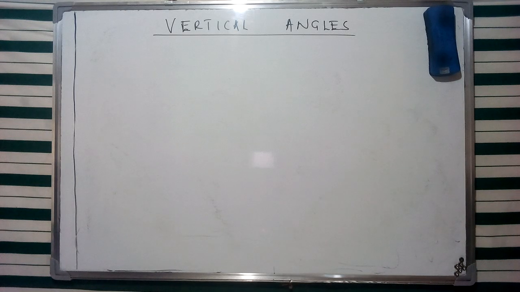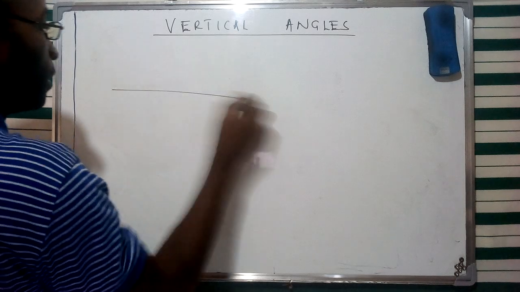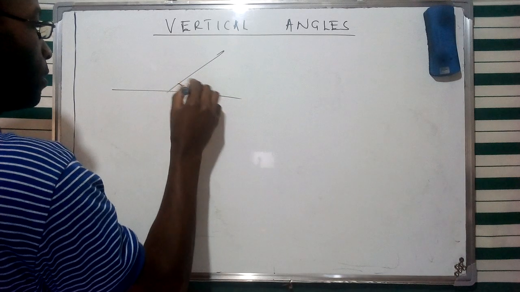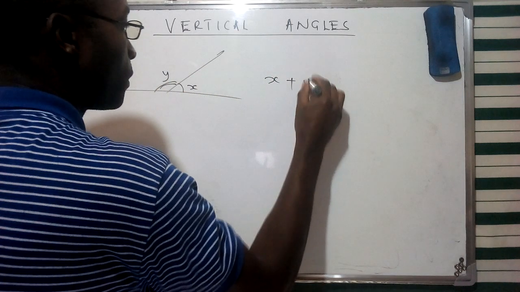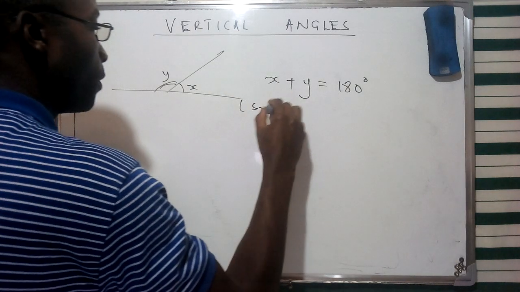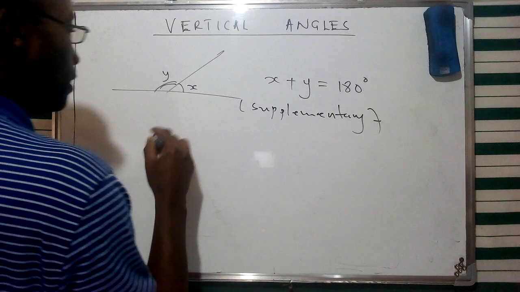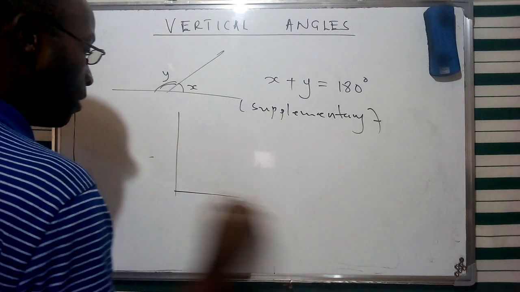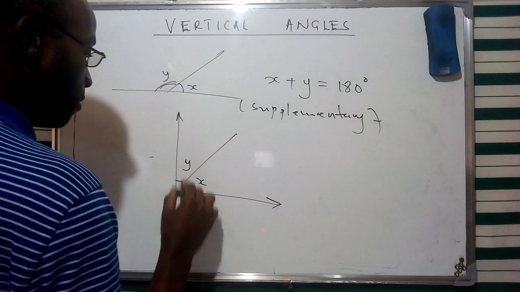So today we're going to look at the concept of vertical angles. Now in our previous videos, we looked at various types of angles, especially supplementary angles. We said that supplementary angles are angles whose sum adds up to 180 degrees. And for complementary angles, these are angles whose sum adds up to 90 degrees.